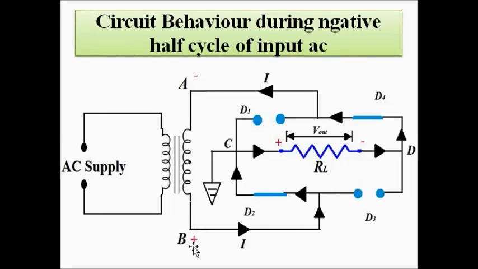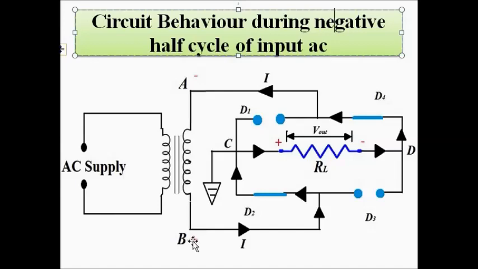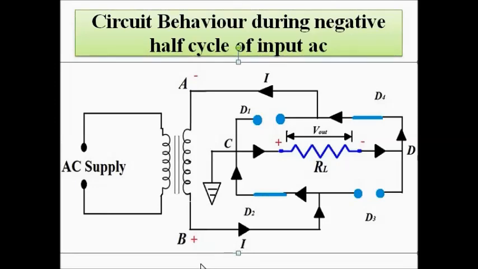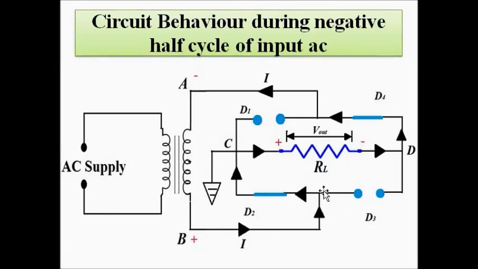Current always flows from a higher to a lower potential, so it will flow from the positive end, from B to A. Now, please pay attention, in the positive half cycle A was positive and B was negative, so current was flowing from A to B, from positive to negative. But in the negative half cycle, B is positive and A is negative, so current is flowing from B to A. The direction of flow of current is marked by the black arrowheads.